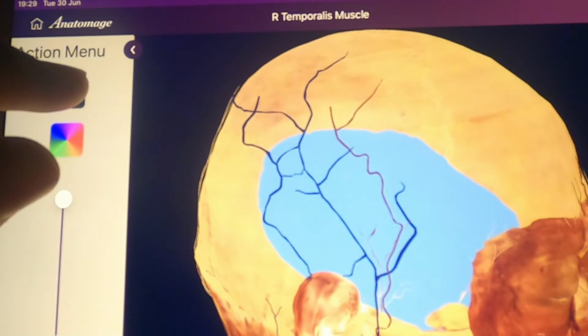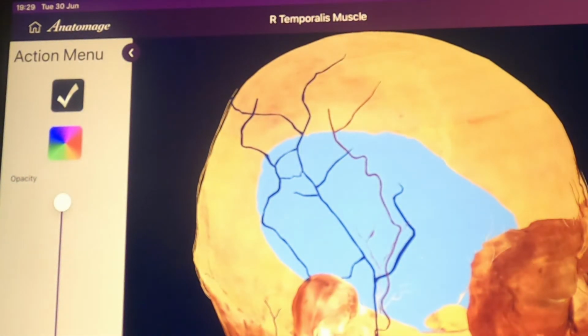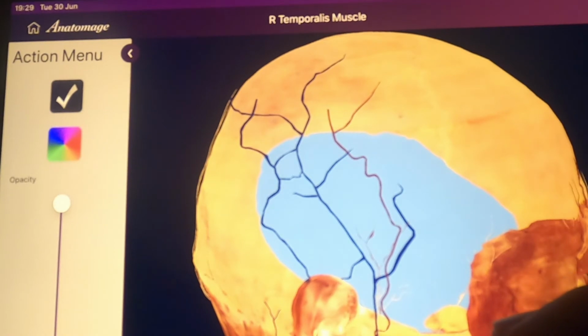Look how it is. Its origin is at the temporal fossa and temporal fascia. The insertion is in the coronoid process and anterior ramus of the mandible, and innervation is via the trigeminal nerve via its mandibular division, or V3. The action is to elevate and retract the mandible against the maxilla, and the blood supply comes from the anterior and posterior deep temporal arteries.